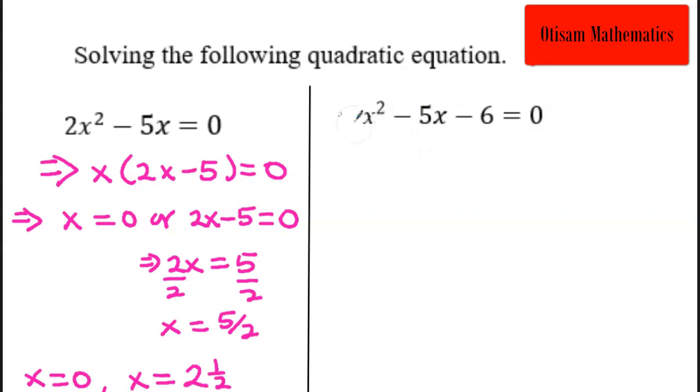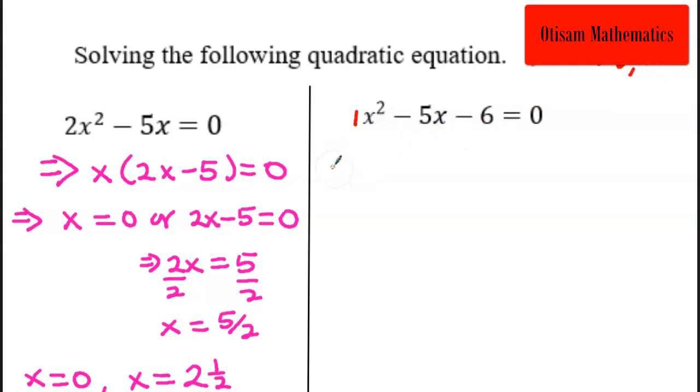So the coefficient here is 1 times minus 6. We need factors of minus 6 that, when you add, you get minus 5, and when you multiply, you get minus 6. So what are these factors? As we have gone through that, let's try minus 6 and 1. 1 times minus 6 is minus 6, and 1 plus minus 6 is minus 5.